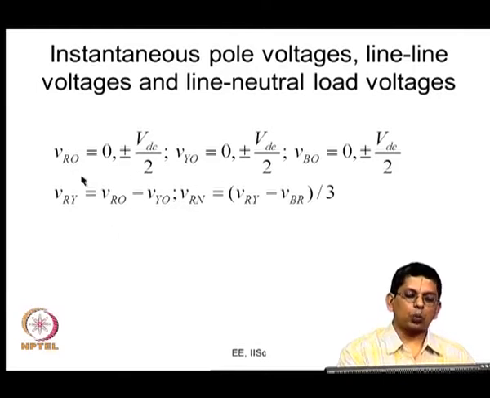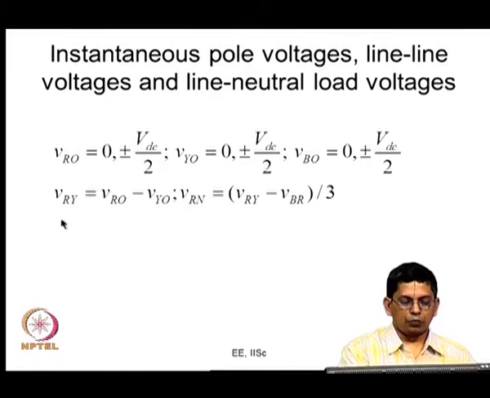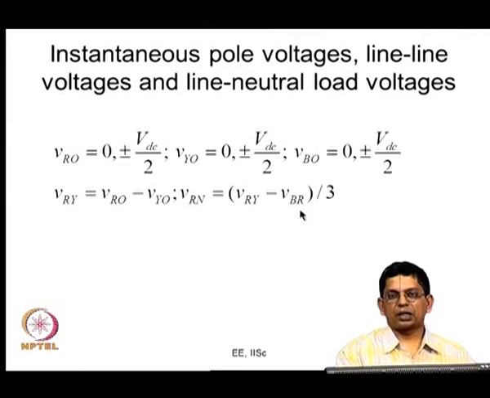The instantaneous pole voltages are 0 plus or minus VDC by 2, 0 plus or minus VDC by 2 and so on. So, when I write VDC by 2 you can see that I am ignoring the device drops just as we have been doing all through. Now, what is VRY? The same kind of equation as before, VRO minus VYO. And VRN is 1/3 of VRY minus VBR, assuming the load to be a star connected balanced load, where the neutral is not connected anywhere else.